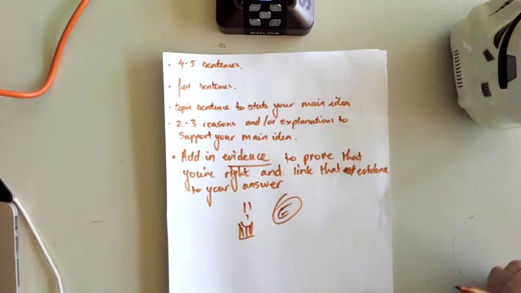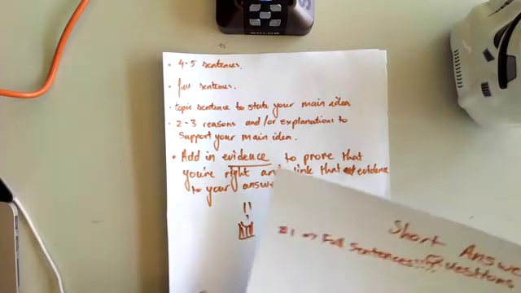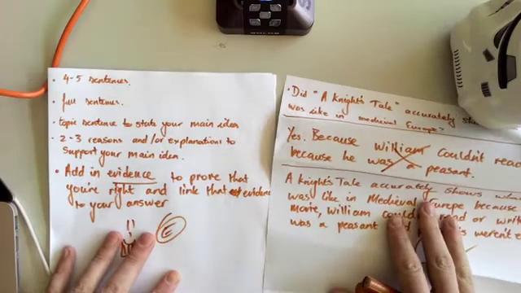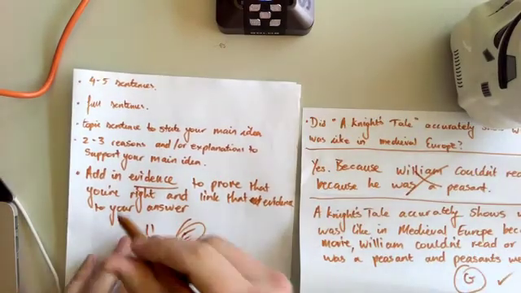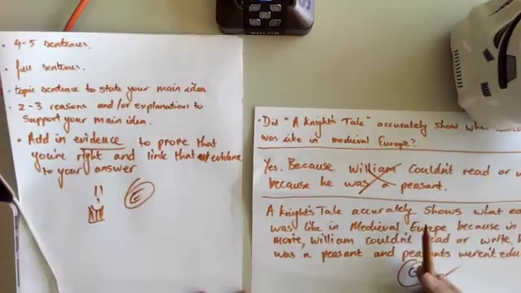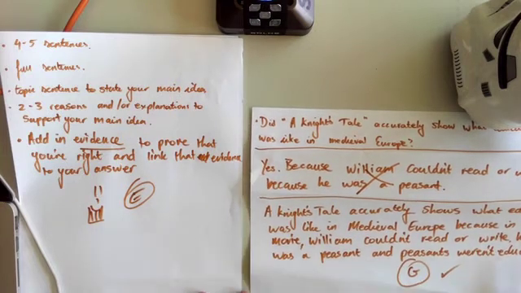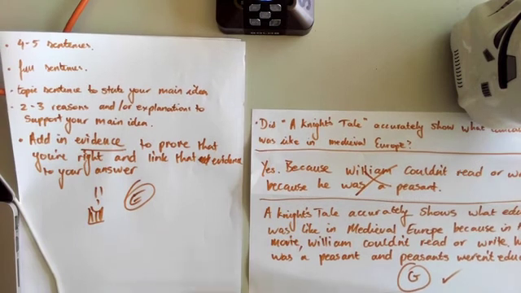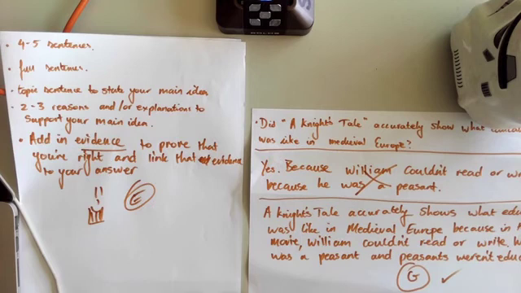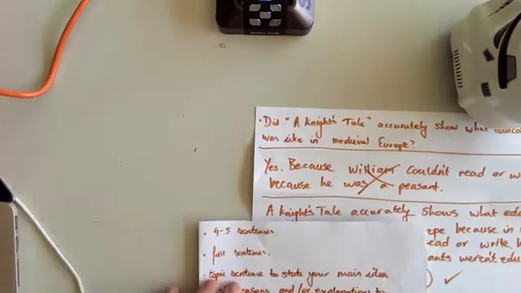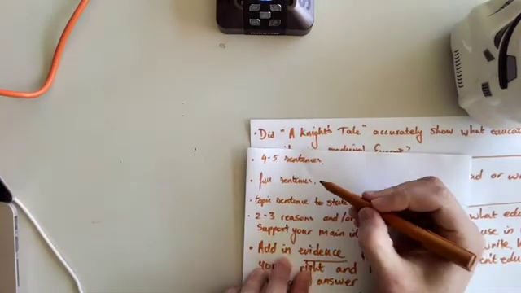Now let's go back to what I just wrote and see how many of those things I can tick off as being done. Okay. Full sentences. A Knight's Tale accurately shows what education was like in medieval Europe because in the movie William couldn't read or write. That's a full sentence because it doesn't leave anything hanging. It clears up everything I wanted to say. You don't need to ask any questions of it. It ticks off the full sentences point.